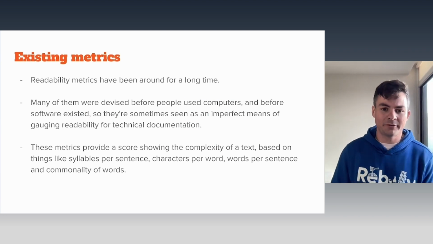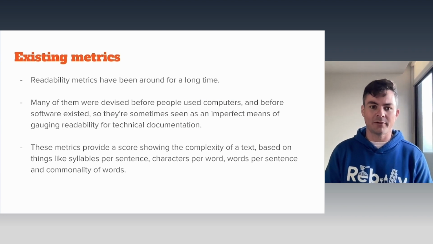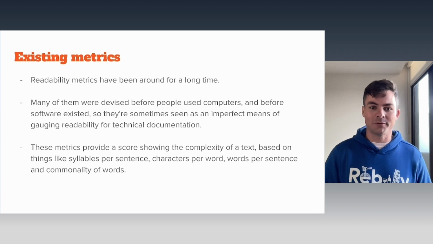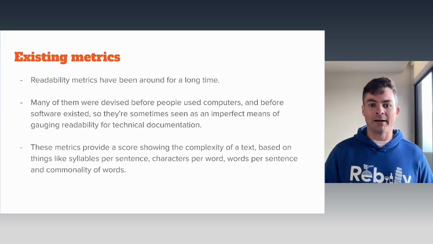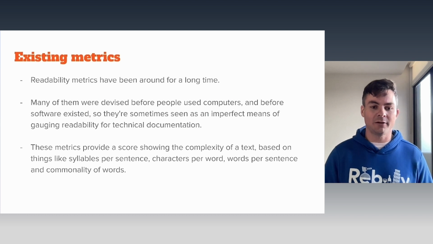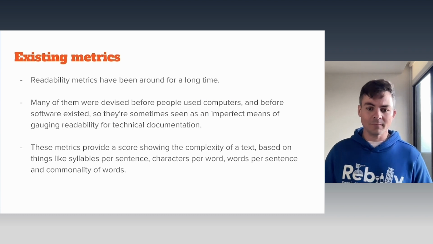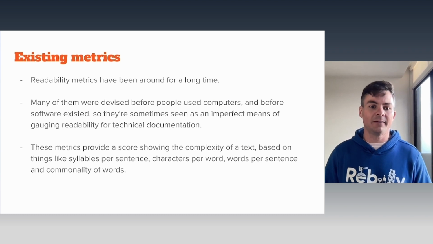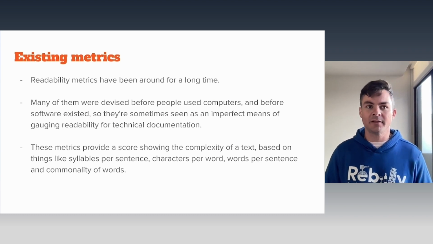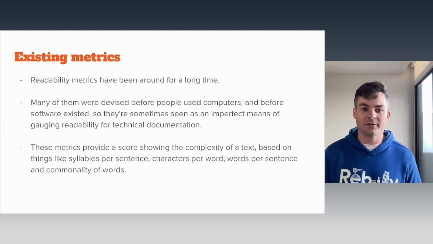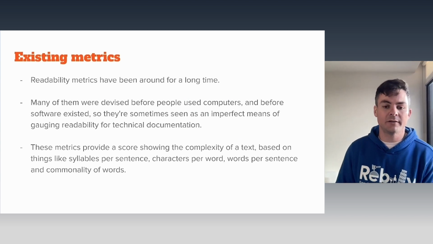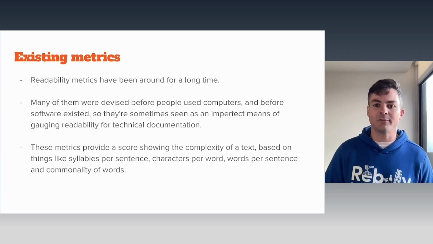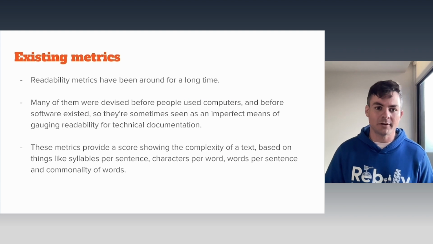So there were some existing metrics that have been around for quite some time, often created around the 50s, 60s, and 70s. So these were created a long time before computers were really used, before software existed. So on their own, they're not really a great means of gauging readability for your technical documentation. The way that these scores work is they all provide a value, which is kind of an estimate of the complexity of the text. Usually it's based on things like syllables per sentence, characters per word, words per sentence, and so on. Sometimes even how common a word is, so whether or not it's in the lexicon of a high school student or not, is something that one of the metrics uses.